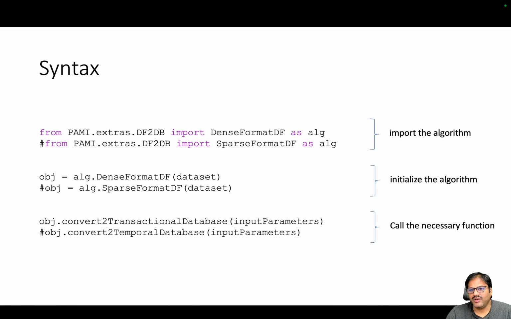Once you import the algorithm, initialize the algorithm by passing the data frame. Once you initialize the algorithm, please call the necessary function, that is, the function for the format in which you want to create the database. For example, if I want to create a transactional database, then I simply say convert to transactional database and then I will pass some input parameters. Each function has different input parameters.